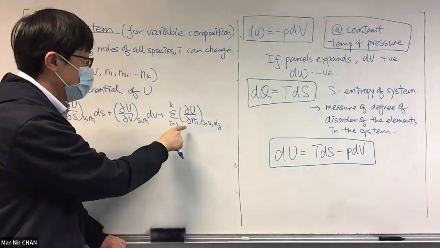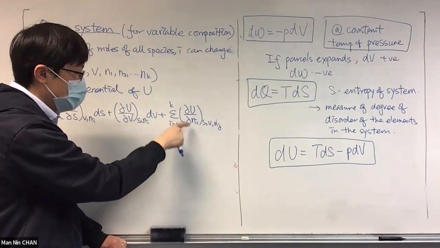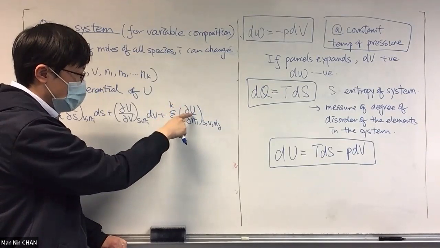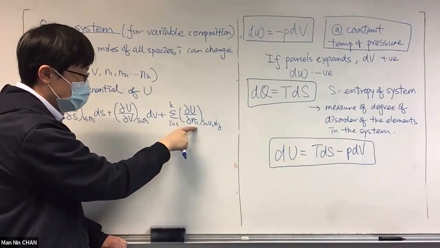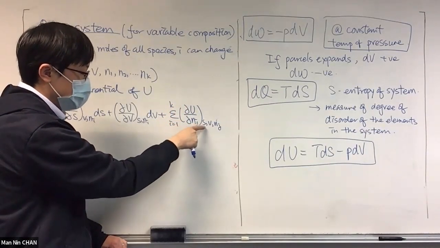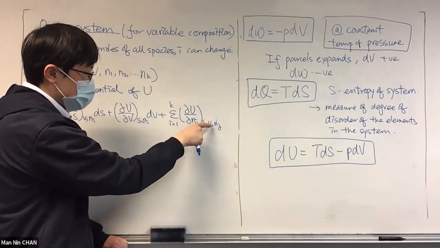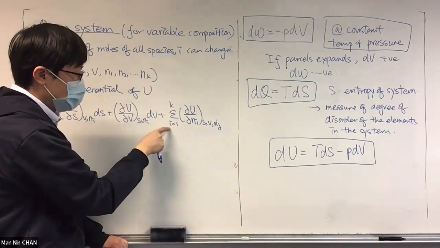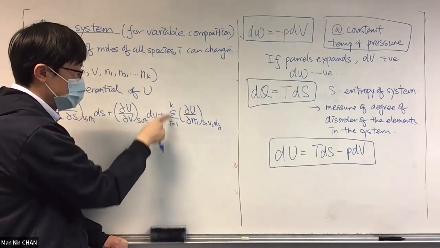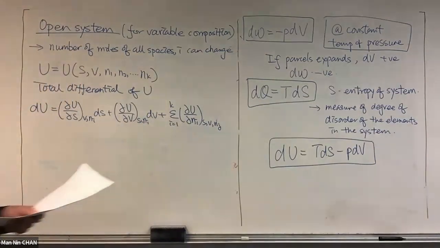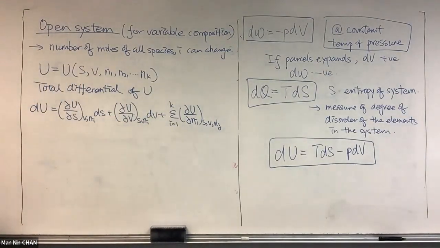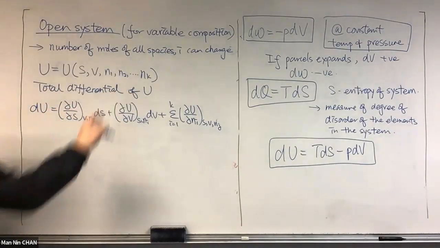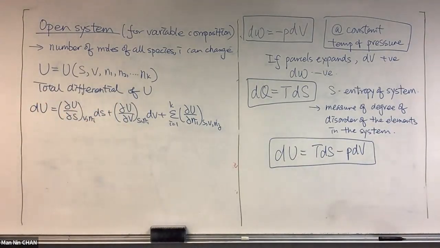Now this one, because I have a number of species, you look at how your internal energy changes with respect to a specific species, holding the entropy, the volume, and the other species the same. And because you have k species, you just take a summation to k here, holding the other species constant. This is called the total differential of your U.